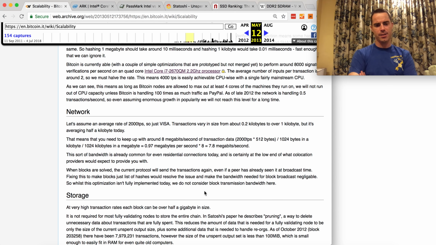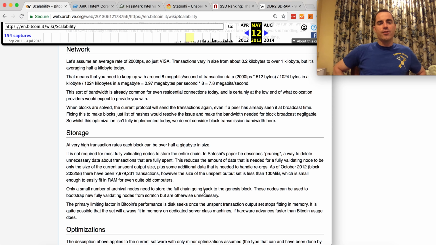So it says, at the time this was written, whilst this optimization isn't fully implemented today, we do not consider block transmission bandwidth here. Problem was solved between the time they wrote this and today. So next on our list here, storage. At very high transaction rates, each block can be over half a gigabyte in size.